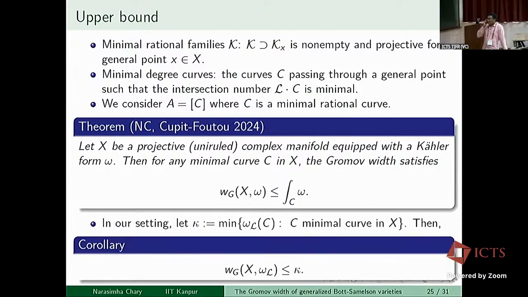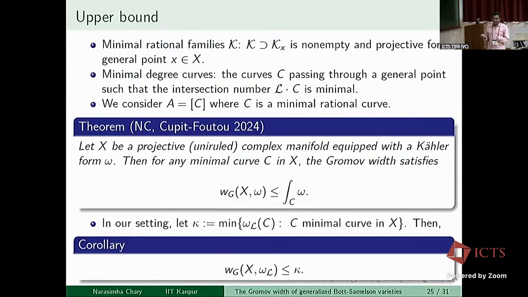Okay, so now you take the minimum of all these symplectic areas over the minimal curves, and what we get is that this Gromov width is upper bounded by this candidate. Okay, so now I have an upper bound. Now I'll go back to my lower bound. Okay, so this is my candidate to find it.